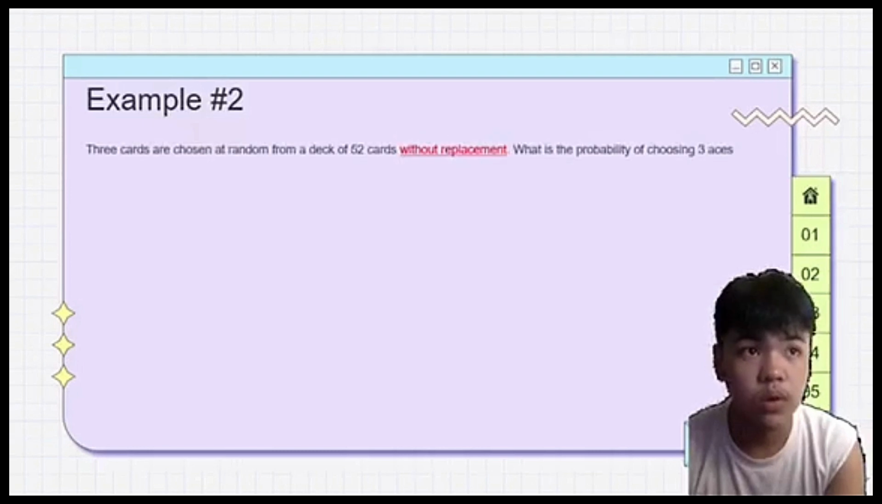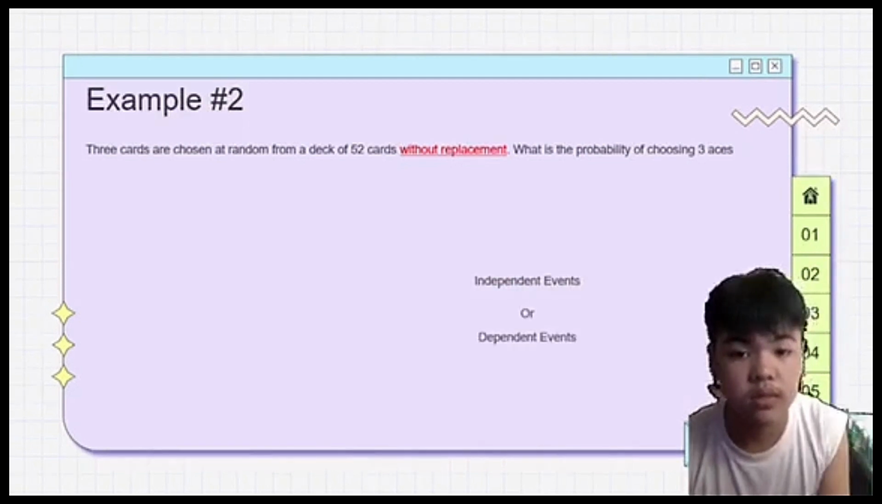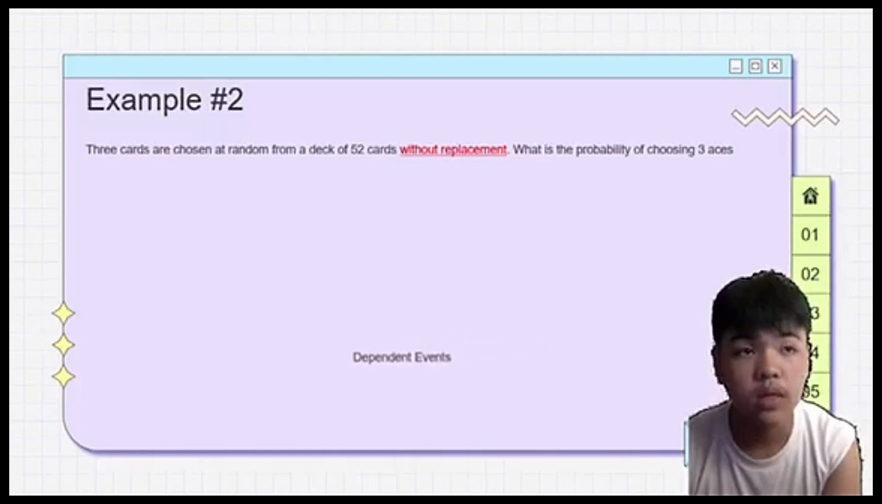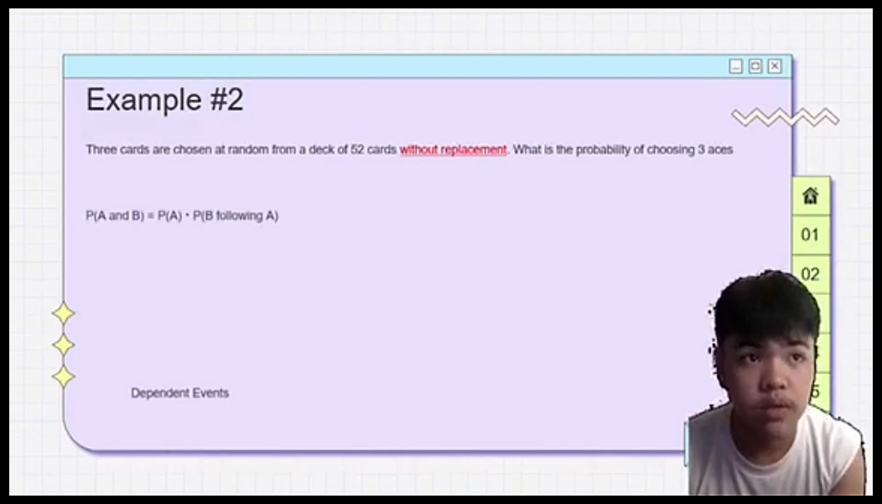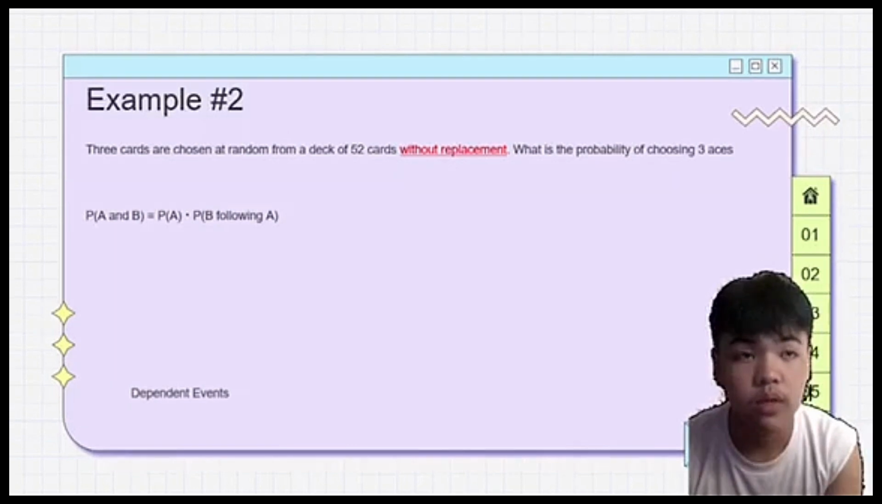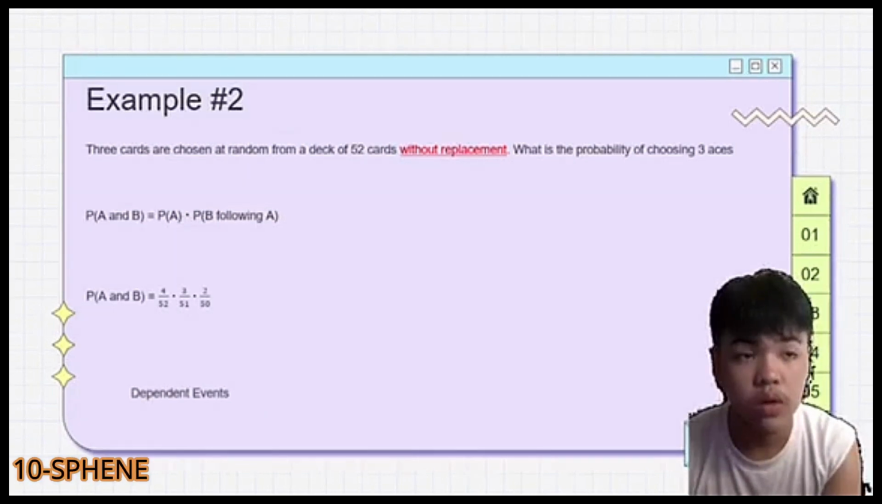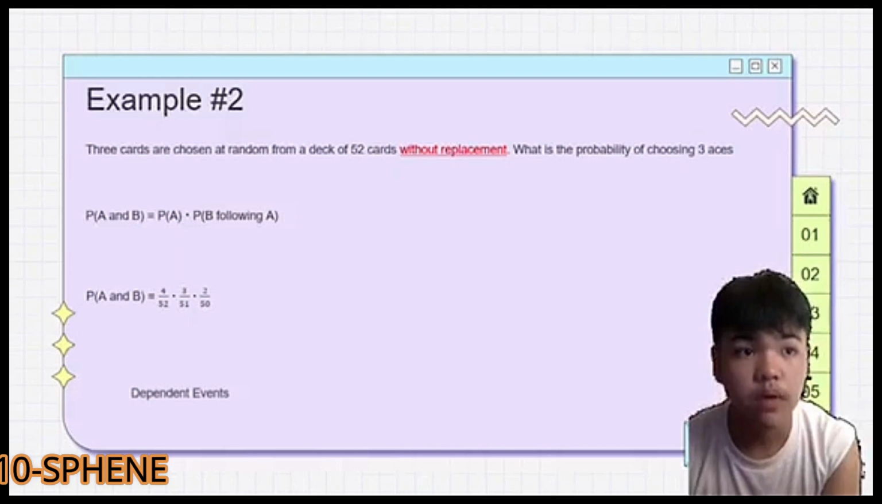Example number 2. 3 cards are chosen at random from a deck of 52 cards without replacement. What is the probability of choosing 3 aces? So, this is definitely a dependent event because of the words "without replacement." So, ang symbol natin ay probability of A and B is equal to probability of A times probability of B following A. So, probability of A and B is equal to 4 over 52 times 3 over 51 times 2 over 50. Kasi, pumipili tayo ng isang ace na hindi natin siya binabalik.